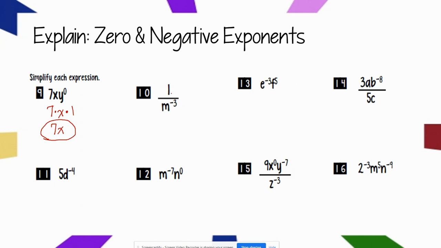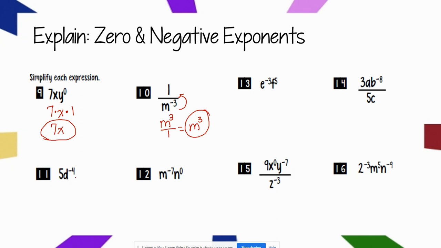Number 10 says 1 over m to the negative third power. Remember, I never want negative exponents, so I want to take this m to the negative third power and move it to the numerator to make that positive. As soon as it flips to the numerator, that becomes m to the positive third power. Technically, that's over 1, but we don't need to have anything being over 1 because m to the third power divided by 1 is still just m to the third power.